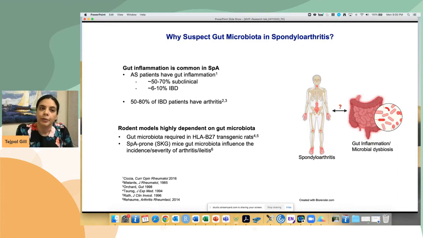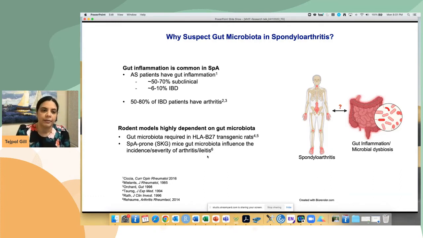When we look into patients with axial spondyloarthritis, around 50 to 70% of those patients will have subclinical gut inflammation, or microscopic gut lesions. Of those, 6 to 10% of patients will go on and develop overt IBD. On the other hand, 50 to 80% of IBD patients will have arthritis. Mostly it'll be peripheral arthritis, but in some cases, around 10 to 20%, it'll involve axial arthritis.